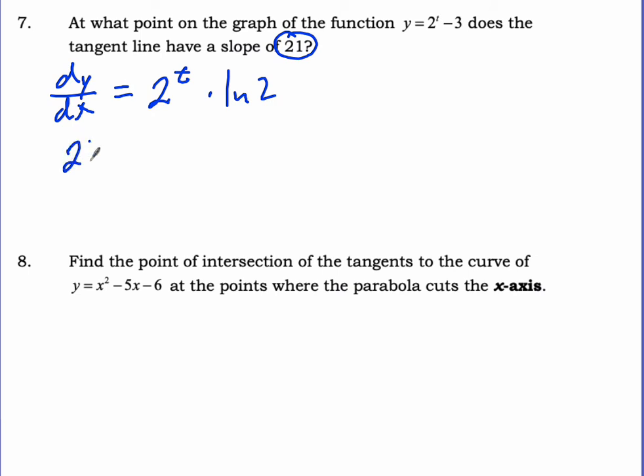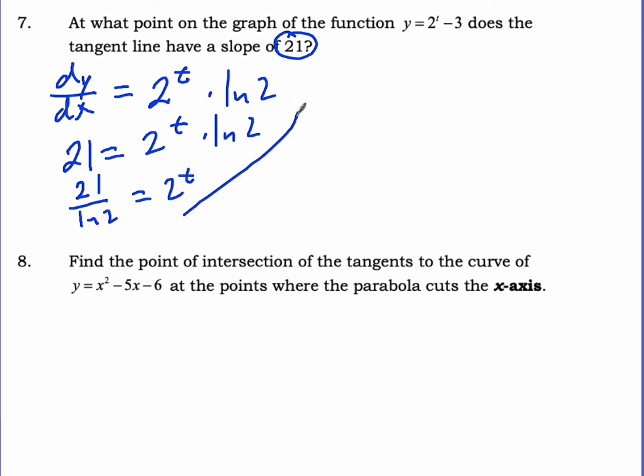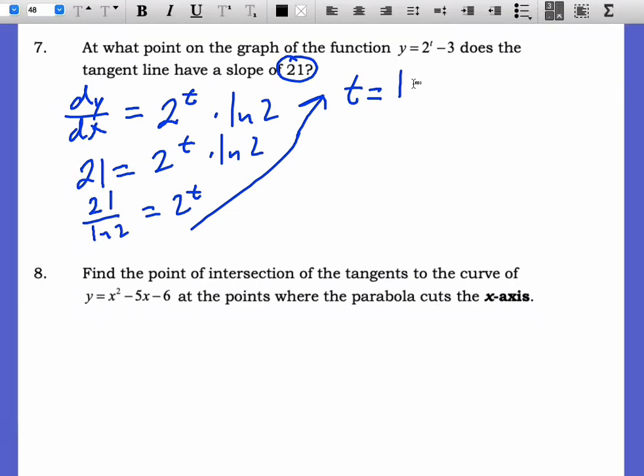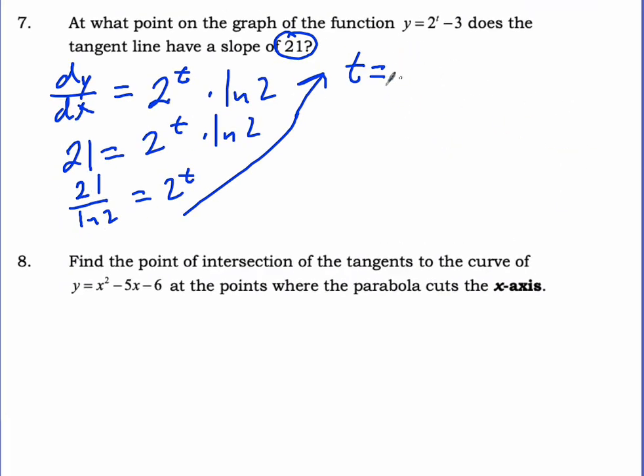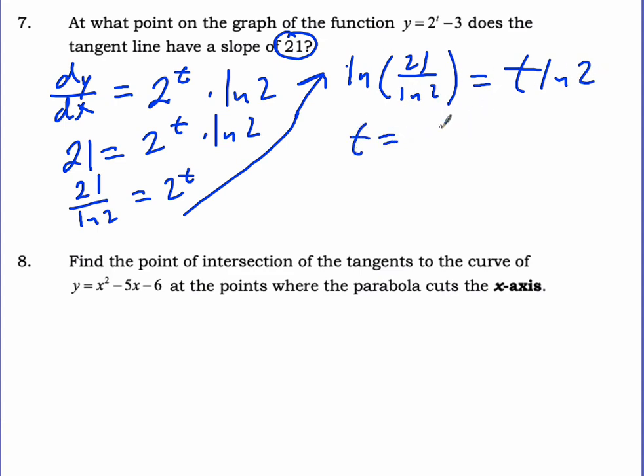So when we have a slope of 21, we just set the derivative equal to 21, and we can solve for t. So we have 21 over ln 2 equals 2 to the power of t. So we get t equals, well, let's log both sides, natural log. That's probably the best thing to do. Let's rewrite that. Natural log of 21 over ln 2 equals t ln 2. So t equals 1 over ln 2 times ln of 21 over ln 2. Okay, and that works out to be 4.92 if you do that in the calculator.